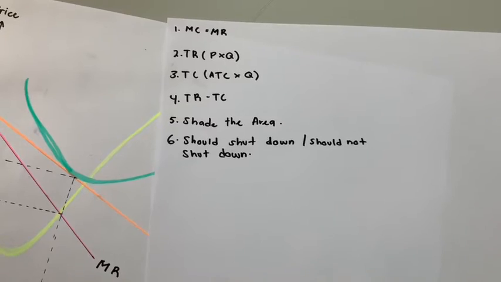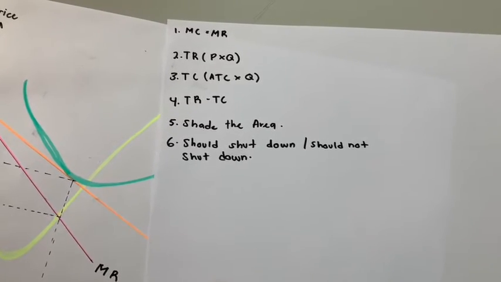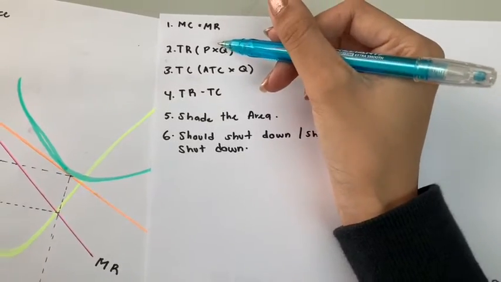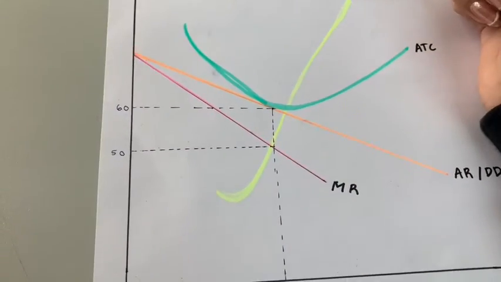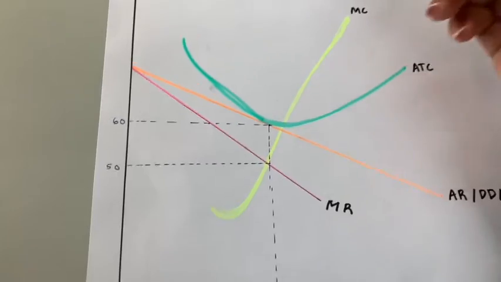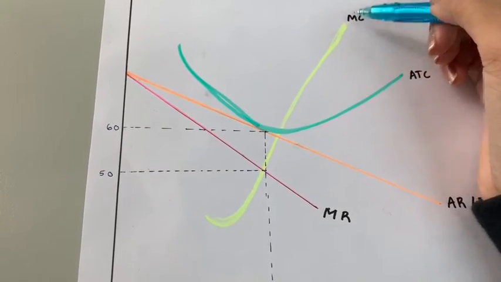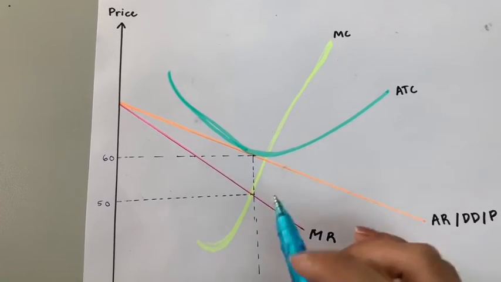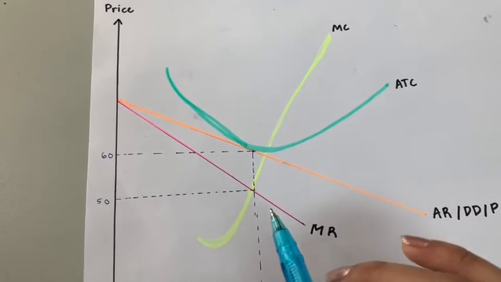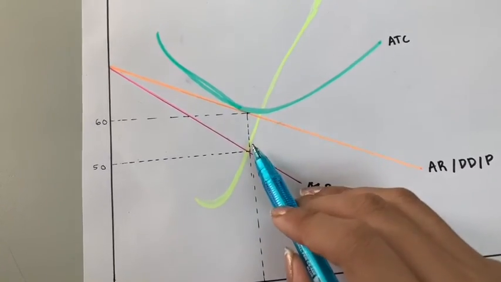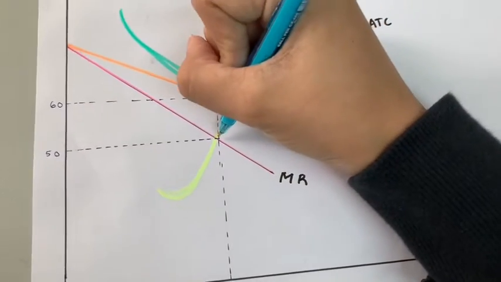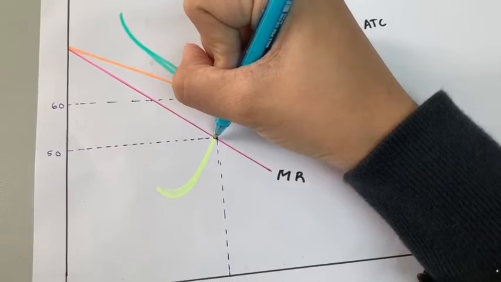Firstly, we have to understand MC equal to MR. We have to find the A point. We have to notice the MC line and MR line. Now you have to notice where the MC meets the MR line, and this is the A point.